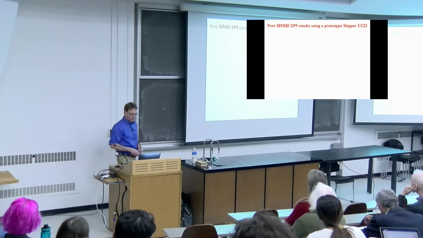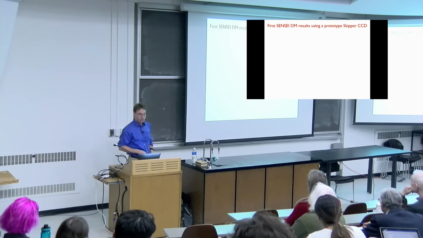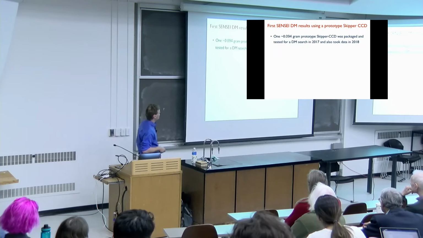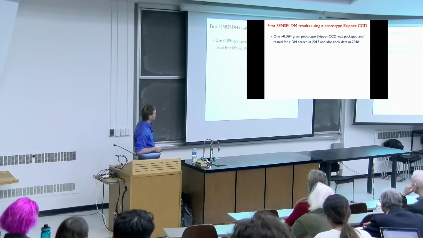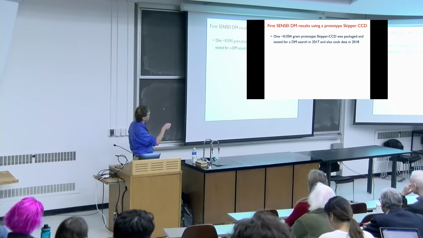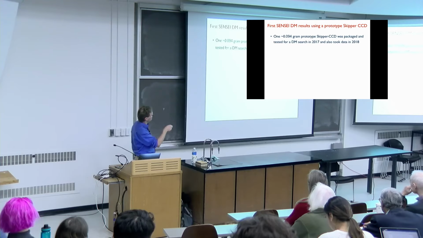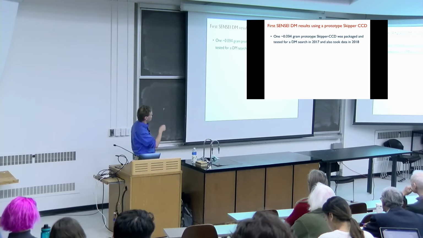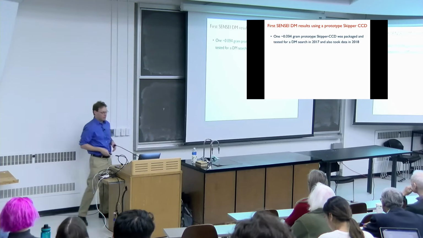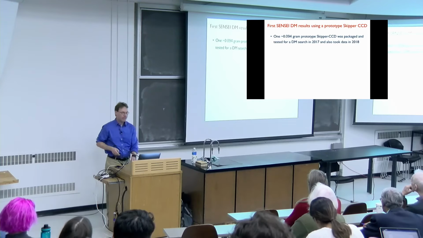So we had first results for SENSEI using a prototype skipper CCD back in 2017. We packaged a tiny little CCD, 0.094 grams, and tested it for dark matter search in 2017, and also took data in 2018. And these detectors are tiny, okay?